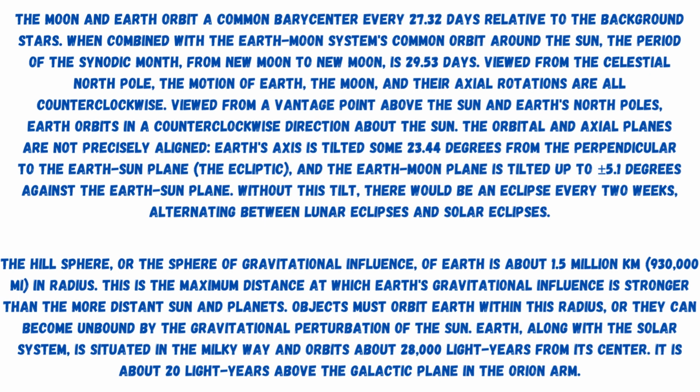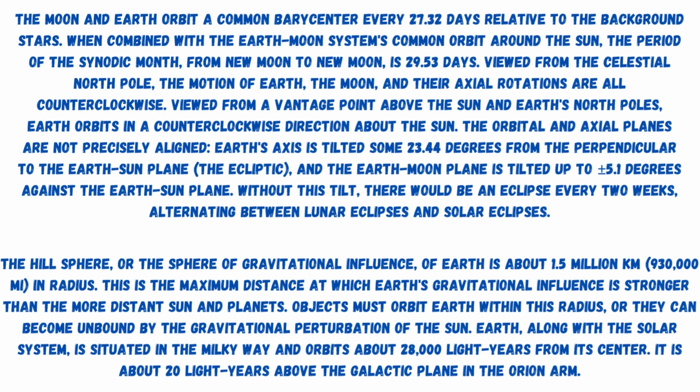Viewed from a vantage point above the Sun and Earth's North Poles, Earth orbits in a counterclockwise direction about the Sun. The orbital and axial planes are not precisely aligned. Earth's axis is tilted some 23.44 degrees from the perpendicular to the Earth-Sun plane, the ecliptic, and the Earth-Moon plane is tilted up to plus or minus 5.1 degrees against the Earth-Sun plane. Without this tilt, there would be an eclipse every 2 weeks, alternating between lunar eclipses and solar eclipses.